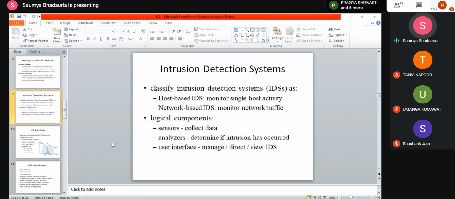Say in my system I have a normal personal computer. There, I can have a specific IDS which would only monitor the activities happening on my system: which users are logging into the system, and whether these are authorized or non-authorized users. All of this information would be monitored by an individual entity referred to as an IDS, and since it is present on a host and only deals with the activities flowing onto my particular host, it would be categorized as a host-based IDS.